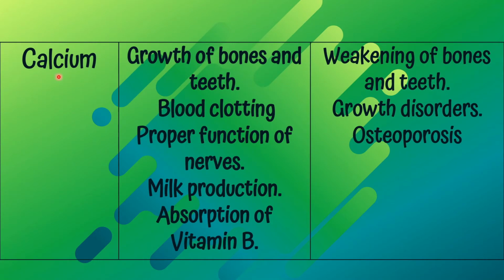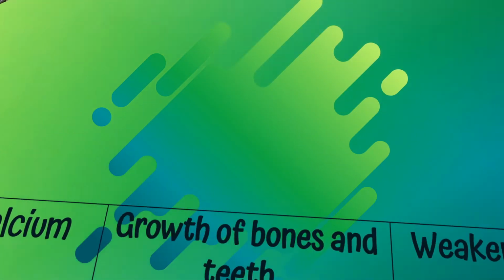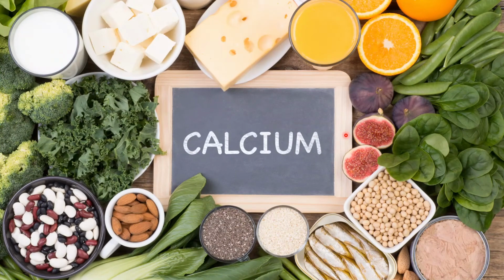The element is calcium and the functions are growth of bones and teeth, blood clotting, proper function of nerves, milk production, and absorption of vitamin B. The deficiency symptoms are weakening of bones and teeth, growth disorders and osteoporosis. The disease osteoporosis is a bone disease that occurs when the body loses too much bone. Small fish contain a lot of calcium.